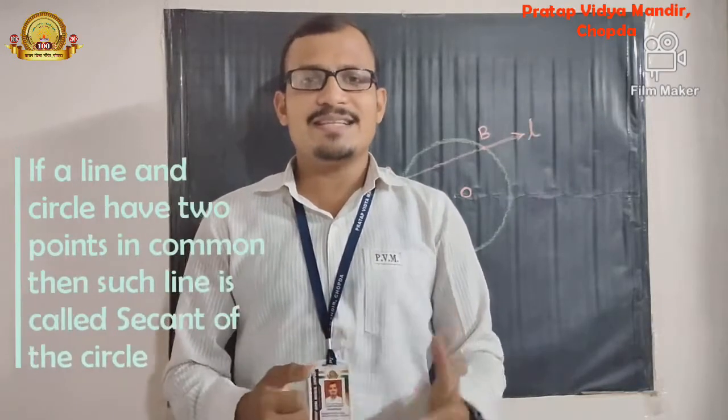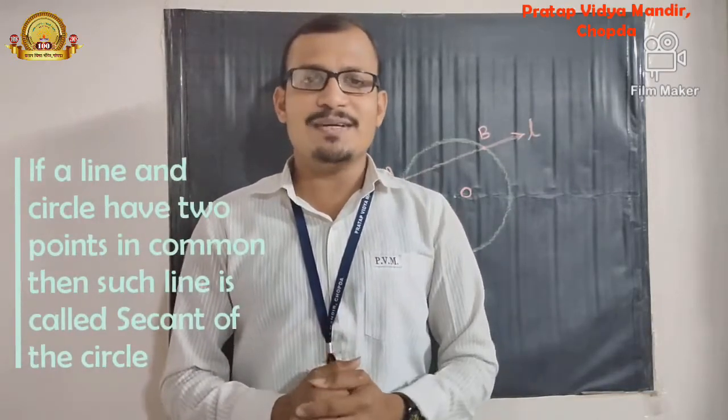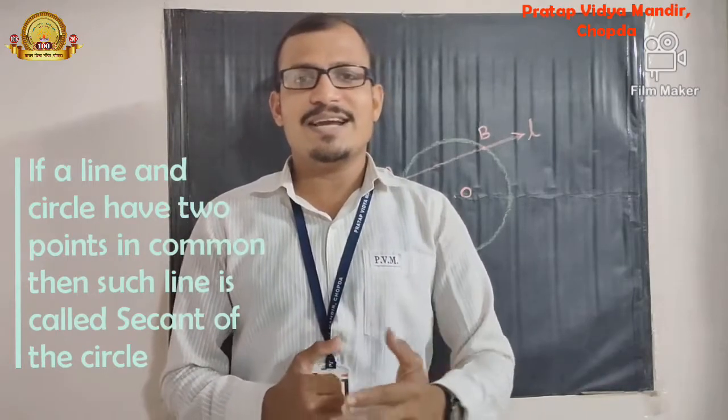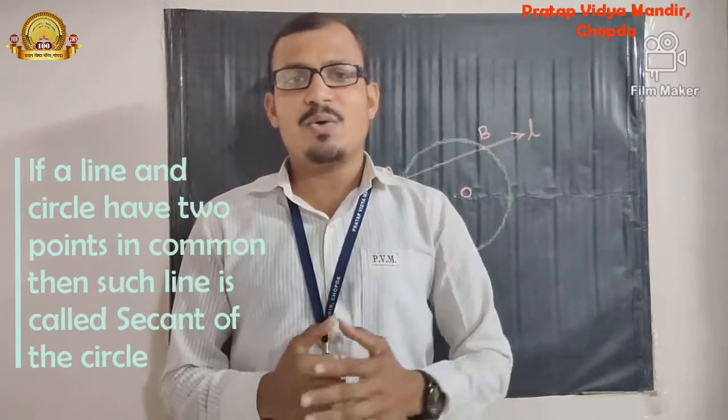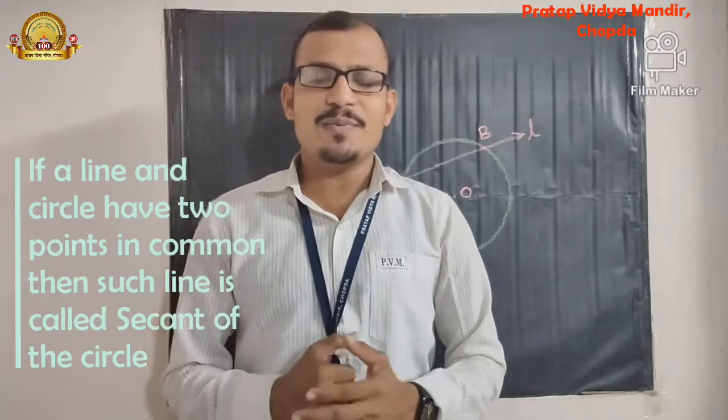Next is secant of circle. What is secant of circle? Friends, if a line and circle have 2 points in common, then that line is called secant of the circle, and those common points are called points of intersection.